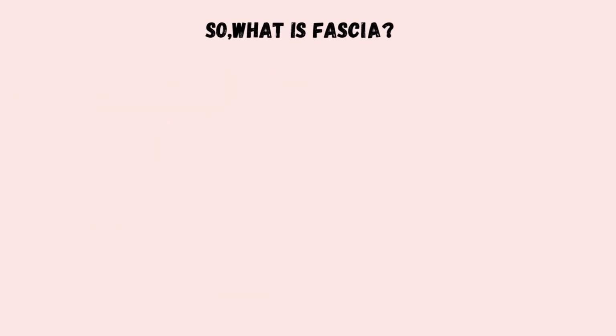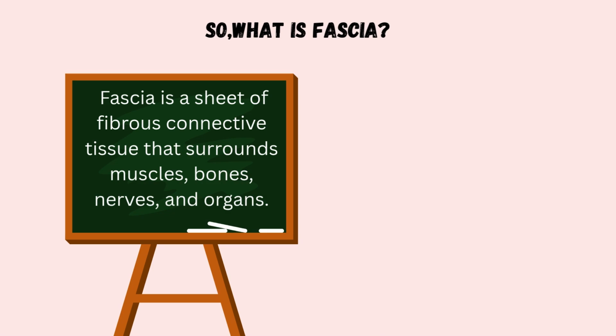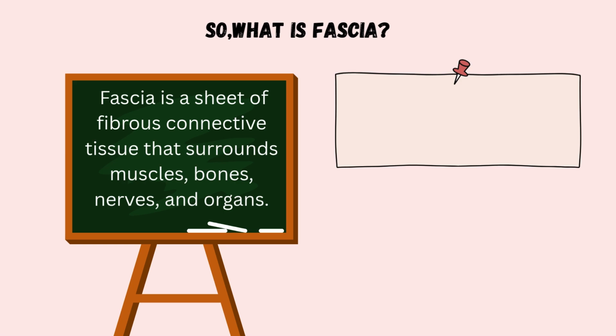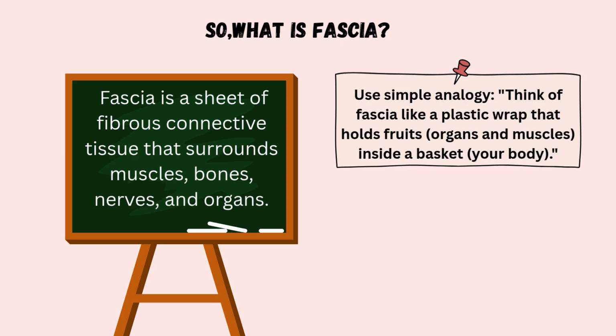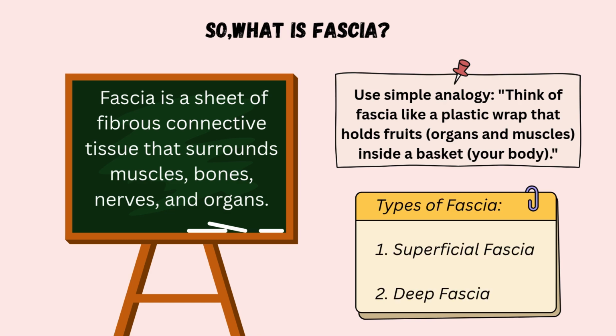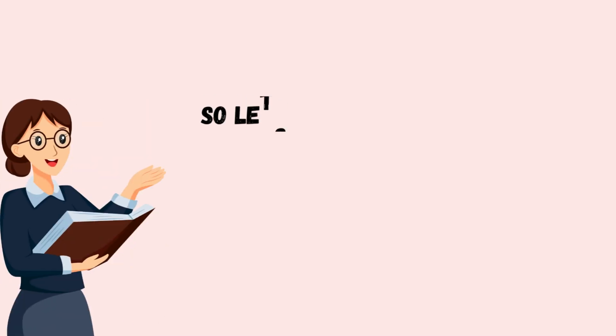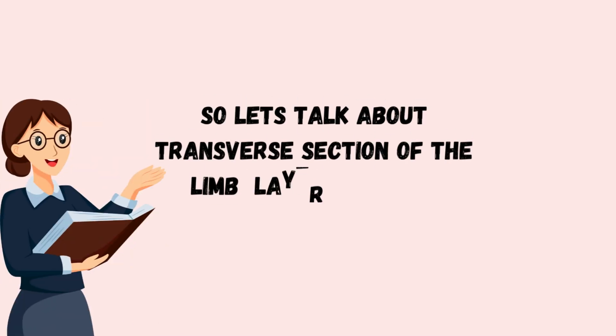So, what is fascia? Fascia is a sheet of fibrous connective tissue that surrounds muscles, bones, nerves, and organs. Use a simple analogy. Think of fascia like a plastic wrap that holds fruits, organs and muscles inside a basket, your body. Types of fascia. 1. Superficial fascia. 2. Deep fascia. So let's talk about the transverse section of the limb layer by layer.